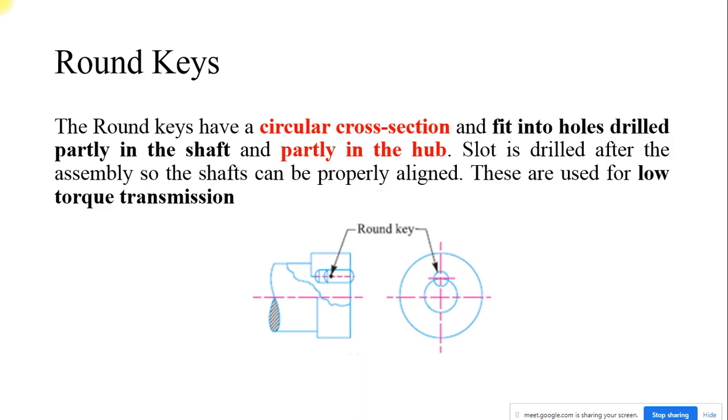So whenever you want to use a round key, the shaft and the hub would be assembled, then it would be drilled, then the round key will be inserted. These are used for very low transmission only, except tangent keys. Many of the keys are used to transmit only very low torques in transmission systems.